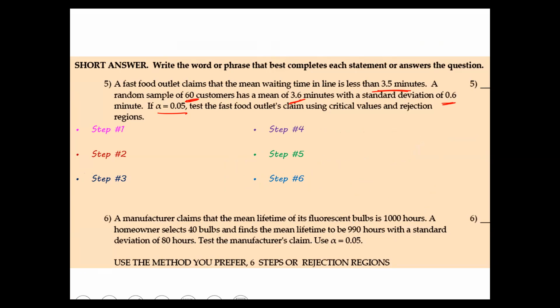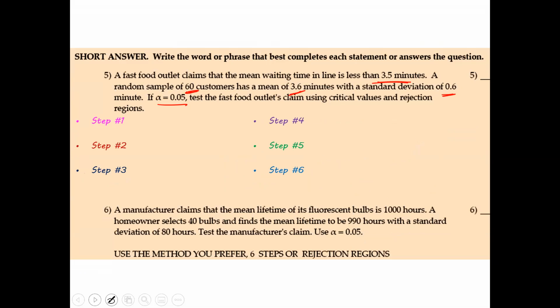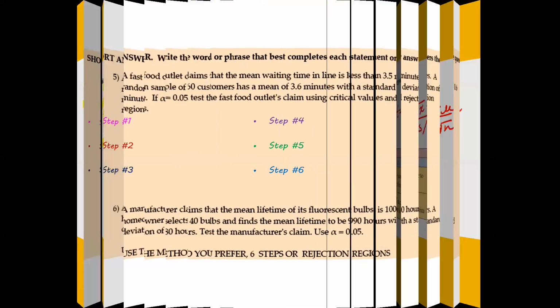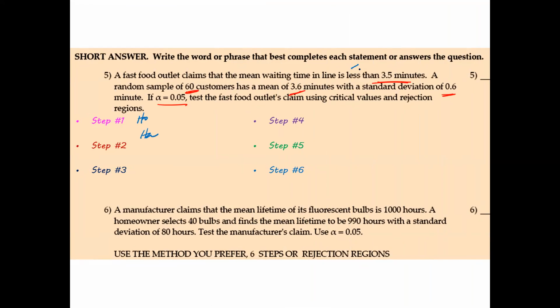Number one, you need to establish the null hypothesis and the alternative hypothesis. So I'm going to put null and alternative hypothesis. The claim on this is that the line you're waiting in is going to be less than 3.5 minutes. That's the claim, so that's also going to be the alternative hypothesis. So this is going to be the mean wait time is less than 3.5 minutes.